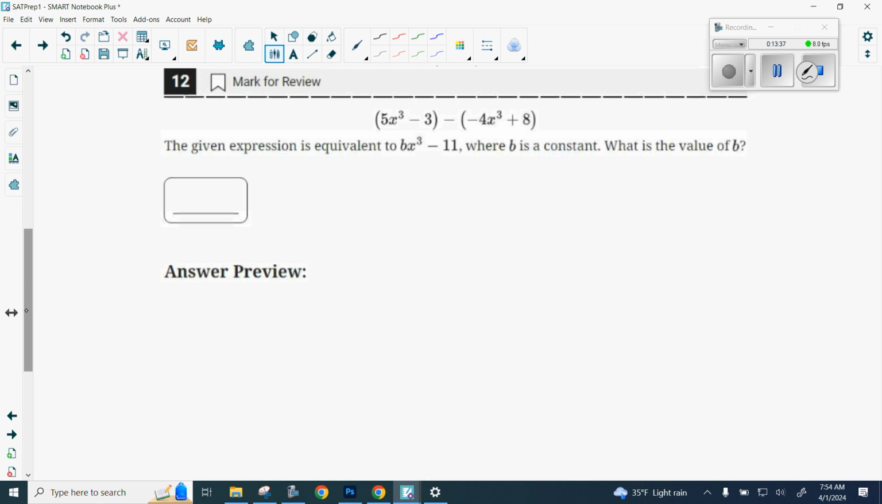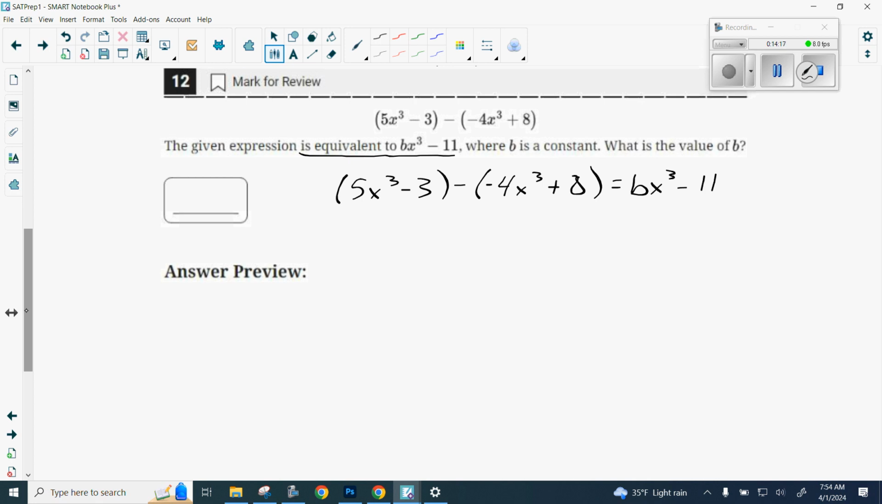Ooh. Well, that's kind of yucky. Maybe it's not. I don't know. Let's see. We got to solve this thing for b. Dang. Well, it says that the given expression is equivalent to this one, right? So then if it says it's equivalent, I'm just going to say, okay, well, you said that it equals that. Well, then I'm going to go ahead and put an equal sign and put bx cubed minus 11 here. And let's see if we can get a value of b.